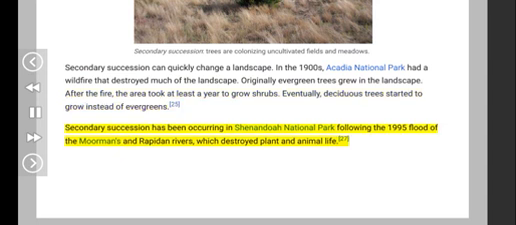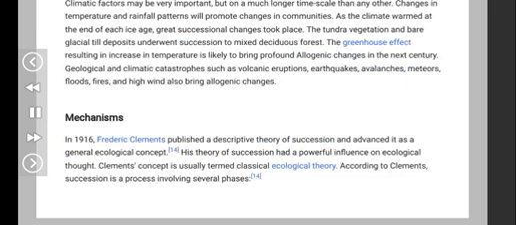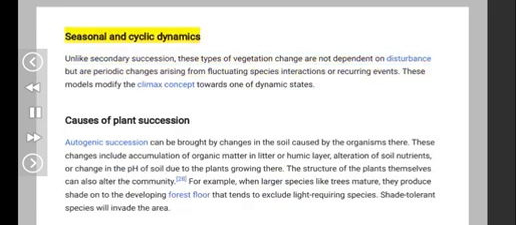Secondary succession has been occurring in Shenandoah National Park following the 1995 flood of the Moormans and Rapidan rivers, which destroyed plant and animal life. Seasonal and cyclic dynamics. Unlike secondary succession, these types of vegetation change are not dependent on disturbance but are periodic changes arising from fluctuating species interactions or recurring events. These models modify the climax concept towards one of dynamic states.